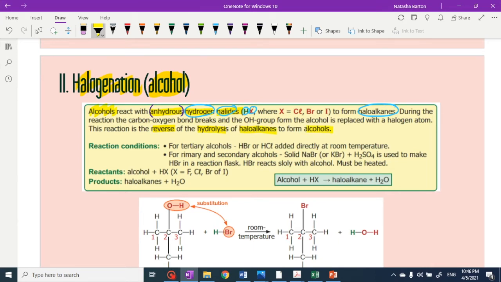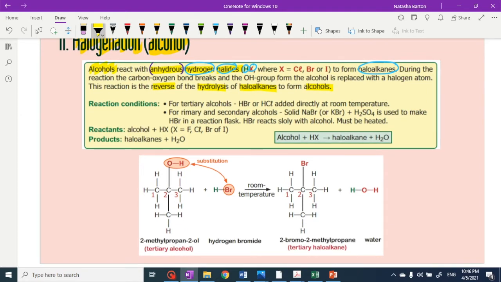So the reaction conditions. These reaction conditions can be a bit confusing, because you need to be able to distinguish between tertiary alcohols and primary and secondary alcohols. So as we go along, I'll remind you of the difference between them. But the important thing here is to understand that tertiary alcohols don't need the presence of heat. They will react with a hydrogen halide at room temperature.